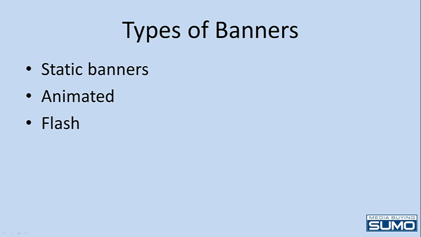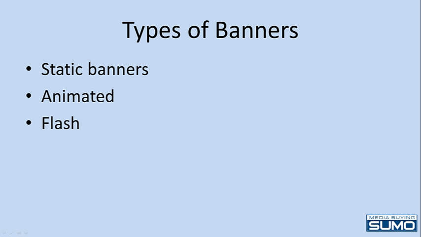Okay, let's talk about the different types of banners that you can create for media buying. The very first common type of banner is the static banner. Static banners are the most common because, number one, they're the easiest to create for amateur graphic designers, possibly such as yourself and even me. I don't know how to create animated or flash banners, but static banners are very, very simple.